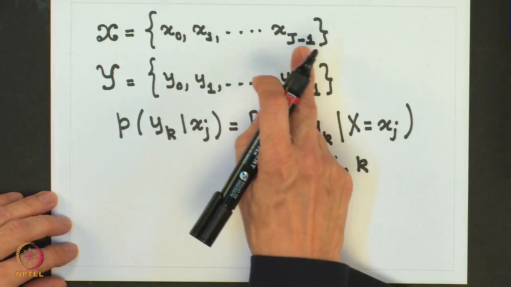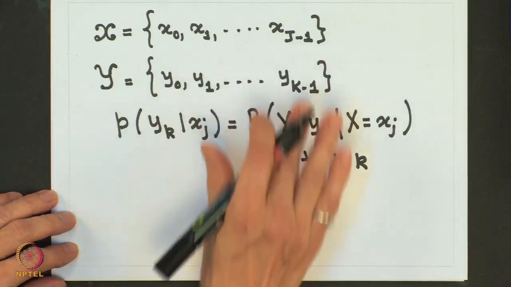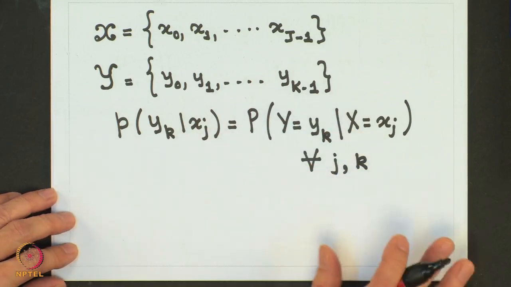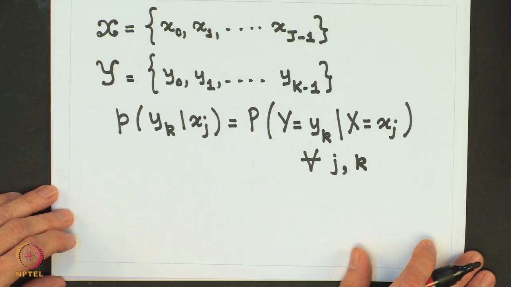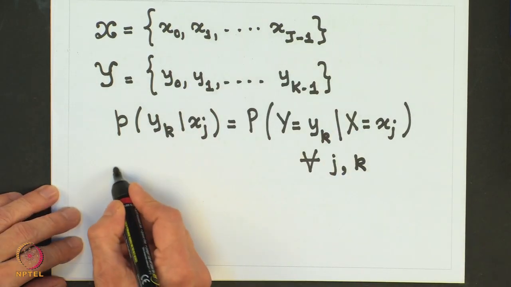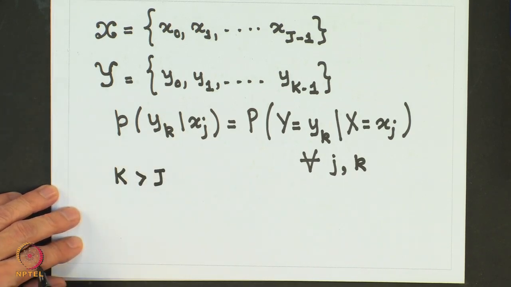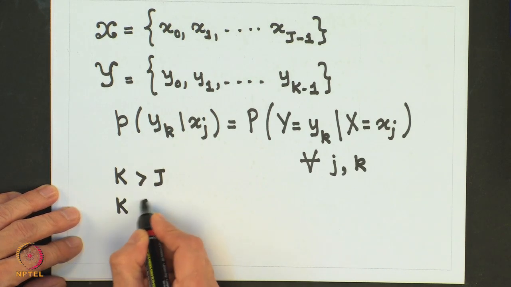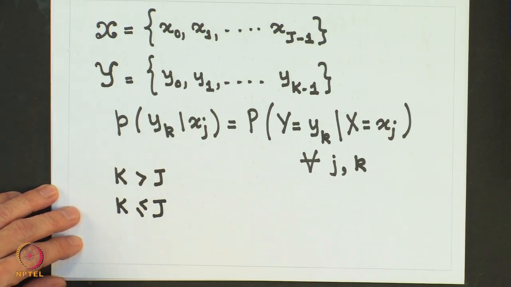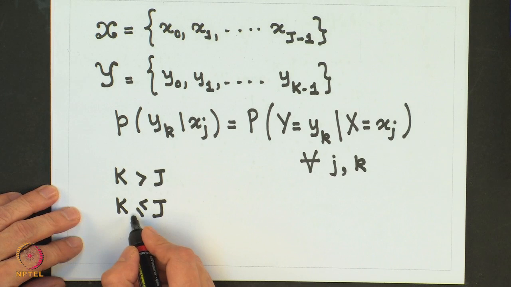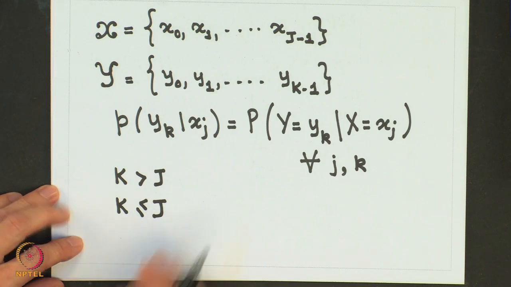Now, it is important to note that J and K are not the same, correct. So, it is possible that K is greater than J for channel coding, or K could be less than or equal to J. This condition will happen if two input symbols get mapped to the same output symbol, correct?